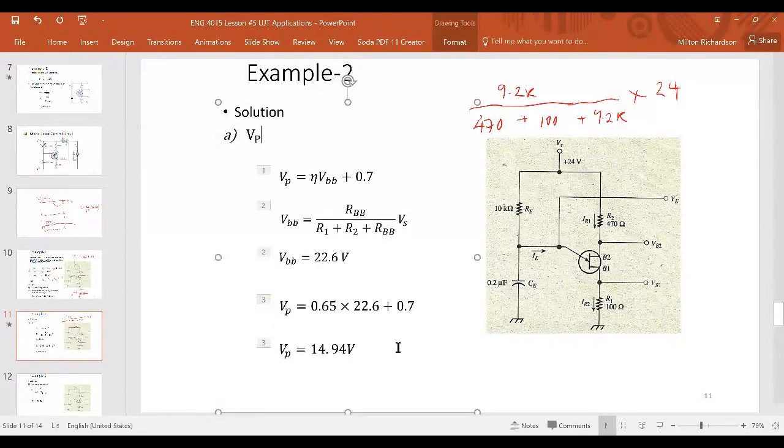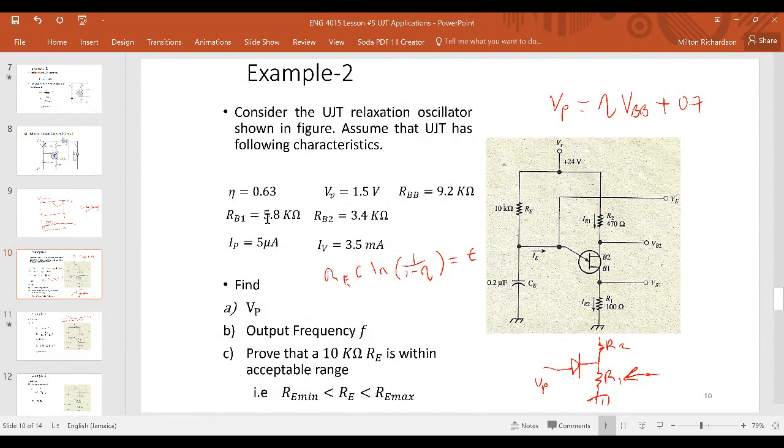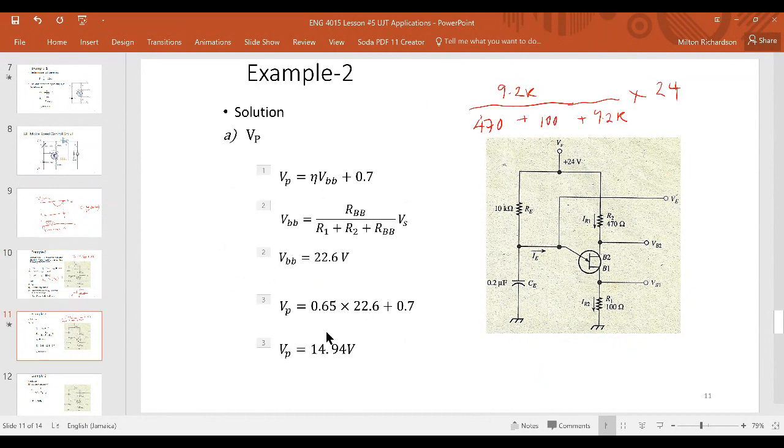What is eta? 0.63. Oh, but sir, I have 0.65 right there. Yeah, that's true. Oh, sir, 0.63. Yes, okay. I made an error. So 0.63. Yes, this is an error here. So it comes to 14.94. Yes, sir. All right.